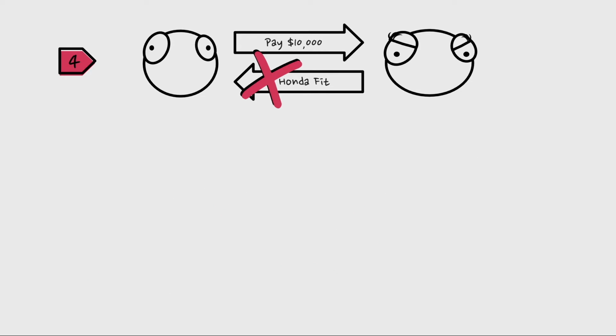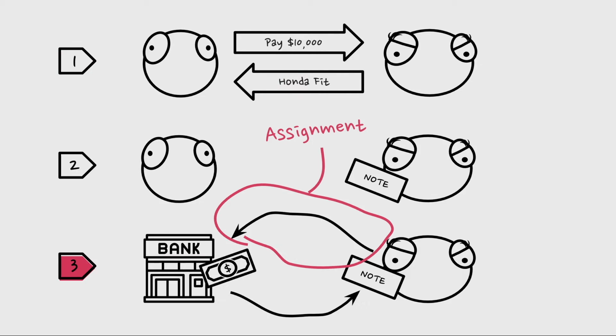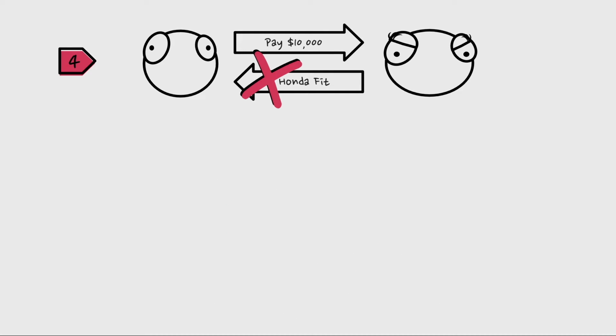And so let's continue the story. Note that this was number 3. We're popping on to the continuation of the story on the next slide here. And let's assume here with number 4, our fourth part of the story, that after the bank buys this promissory note from Barb, Barb breaches the contract, that she does not deliver the Honda Fit.